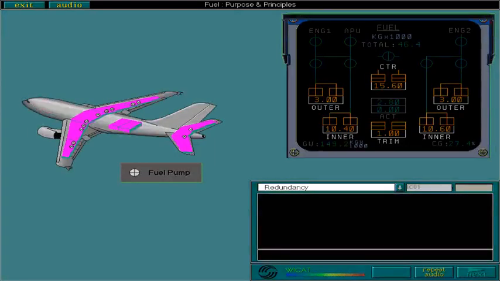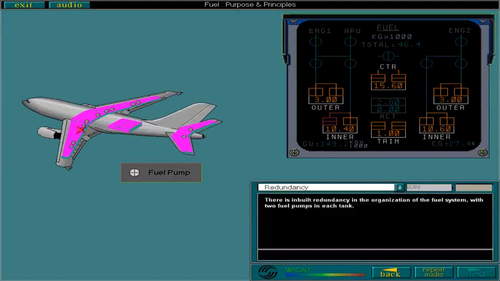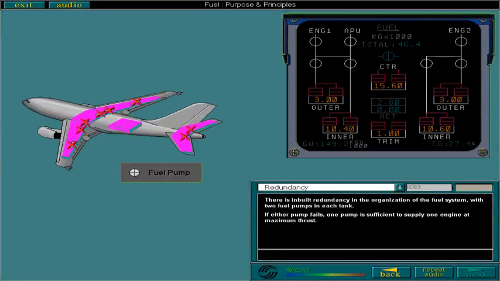There is inbuilt redundancy in the organisation of the fuel system, with 2 fuel pumps in each tank. If either pump fails, one pump is sufficient to supply one engine at maximum thrust. The engines can also be gravity-fed if all fuel pumps have failed.